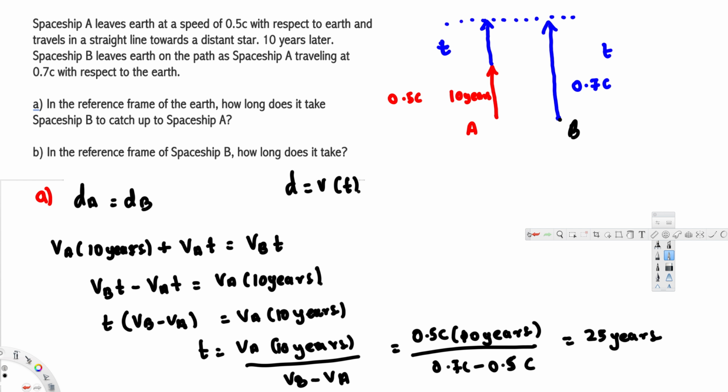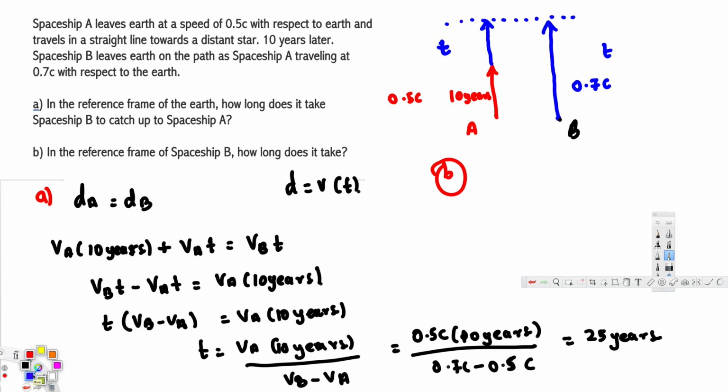Okay, and let's look at the B part. In the B part they are asking, in the reference frame of Spaceship B, how long does it take? To find this we are going to use the time dilation equation. That's given by T is equivalent to T naught gamma, and gamma is given by 1 over the square root of 1 minus V squared over C squared, and T naught remains on the top.